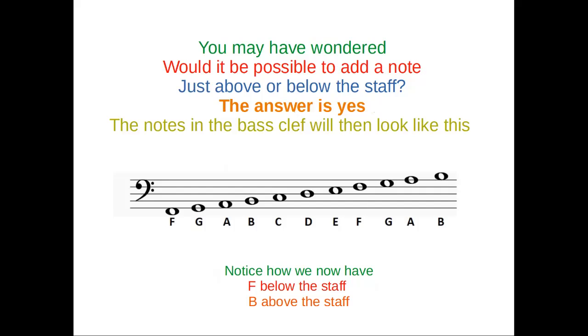You may have wondered, would it be possible to add a note just above or below the staff? The answer is yes. The notes in the bass clef will then look like this. An added note at the bottom, so the first note will be F, and an added note at the top, so the top note will be a B. So all the notes that we have on the bass clef would be F, G, A, B, C, D, E, F, G, A, B.